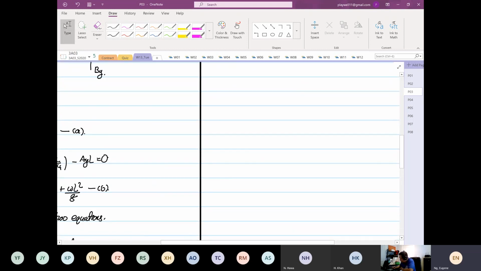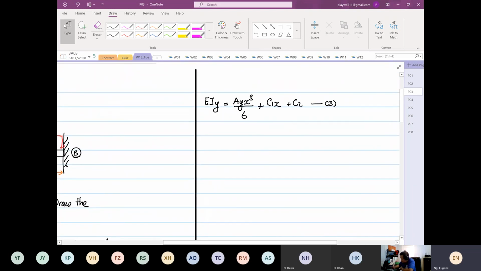From here, we can find one of our boundary conditions. We have formed this one. We're going to substitute when x is equal to 0, y is equal to 0 into equation 3. We know that when x is equal to 0, the deflection is equal to 0 because at that location we have a roller support. So from here, we found that C2 is equal to 0.